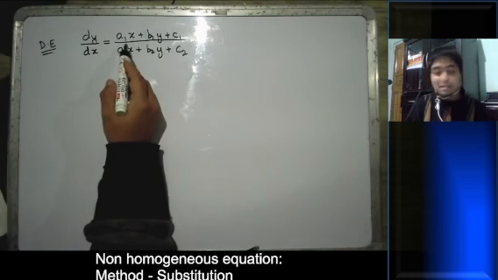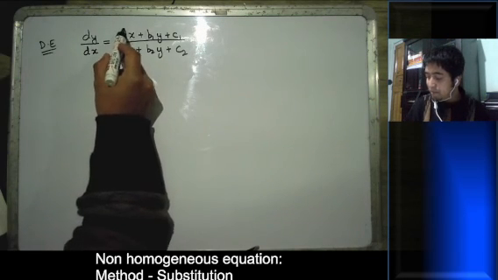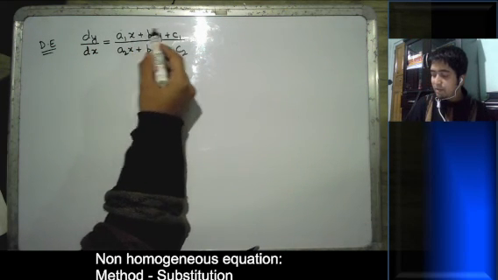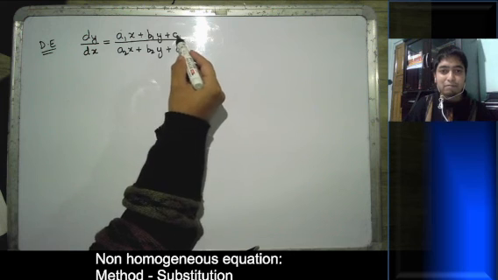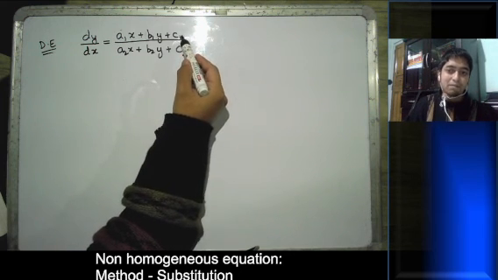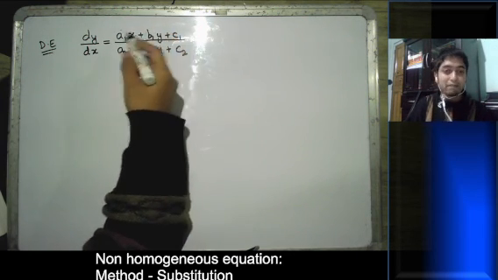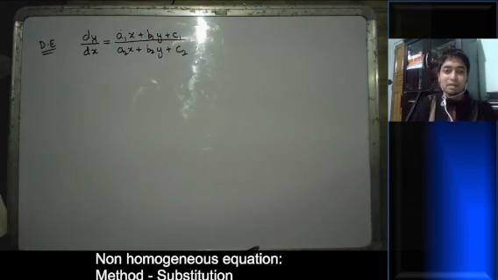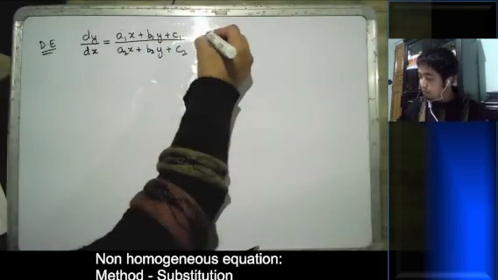As you can see, it is not homogeneous because over here the power of x is 1, the power of y is 1, whereas over here the combined power of x and y, because it is constant, is 0. So the powers are different. They are not the same in each and every term. So that's why this one is non-homogeneous.